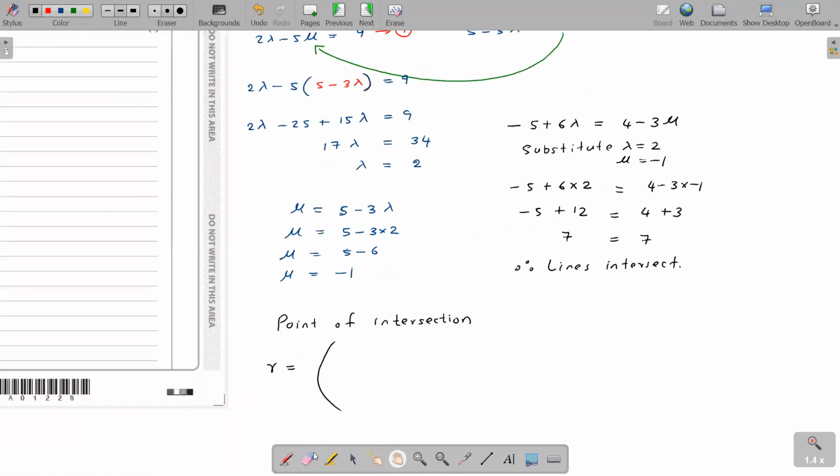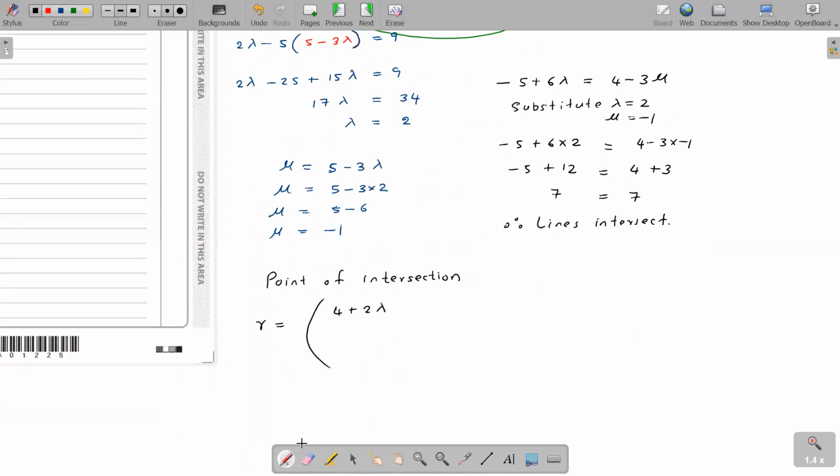4 plus 2 lambda. Can you all tell me the point of intersection? 4 plus 2 lambda, 4 minus 3 lambda, and minus 5 plus 6 lambda. So substitute lambda as 2. What do we get? 4 plus 2 times 2 is 4, right? 4 plus 2 times 2 is 4. 4 minus 3 times 2 is 6. Minus 5 plus 6 times 2 is 12. How much do we get?